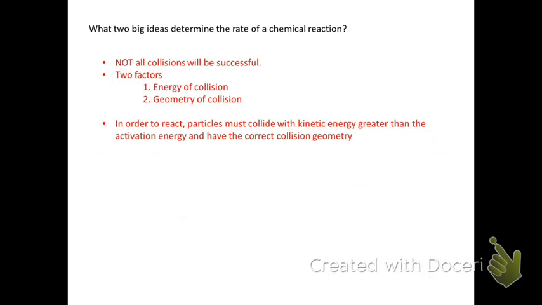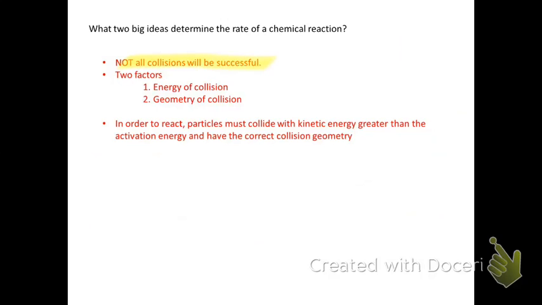So now we have to look at what it means for collisions to be successful. There are two big ideas that determine the rate of a chemical reaction, and they are based on whether collisions will be successful or not. If collisions are successful, a reaction will occur. If they're not successful, no reaction will occur, and so there won't be any rate. And so what we realize is that not all collisions will be successful.